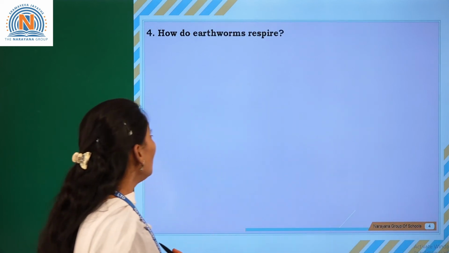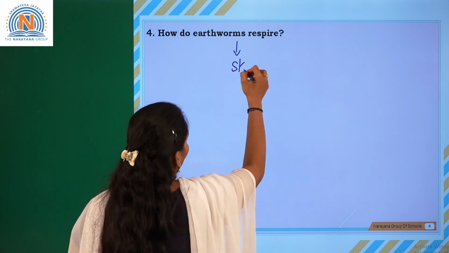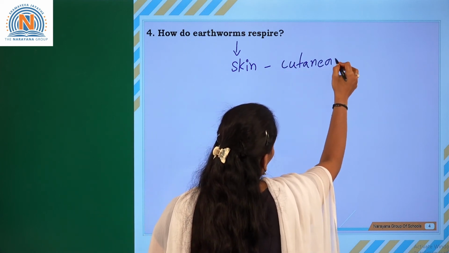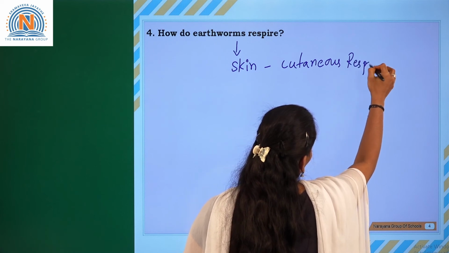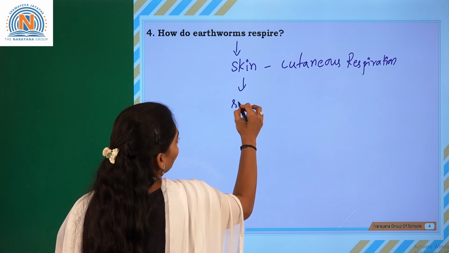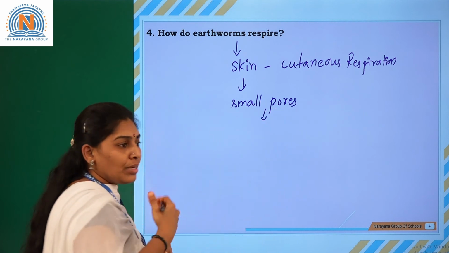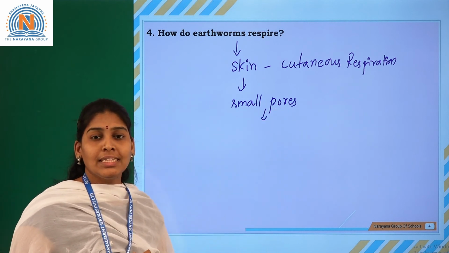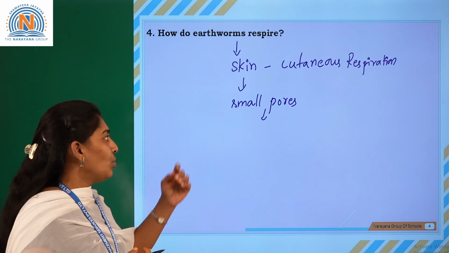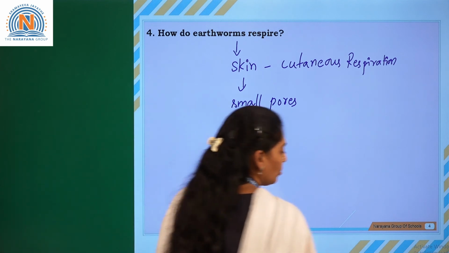The next question is, how do earthworms respire? Respiration in the earthworm is through the skin, and we call this cutaneous respiration. All over the body it has small pores, through which it respires. It needs moist conditions and cannot survive in dry conditions. So it respires only through the skin. Let us go to the next question.